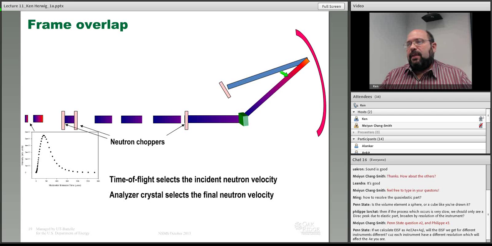And so that's how we truncate the pulses so we don't worry about what we call frame overlap. At 84 meters, the distance from the moderator to the sample for BASIS, this band of wavelengths is about 0.7 angstroms.